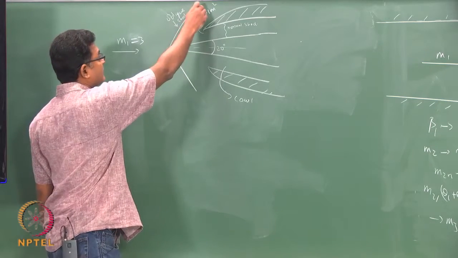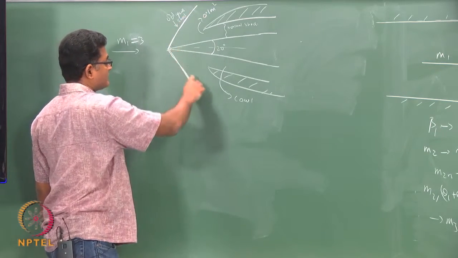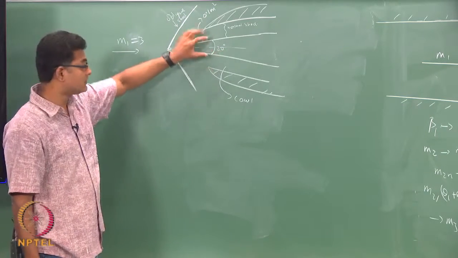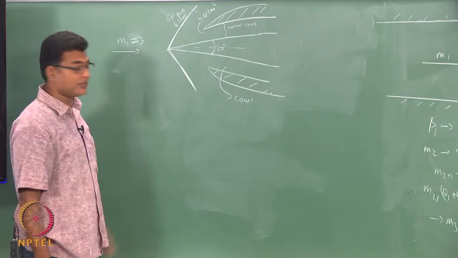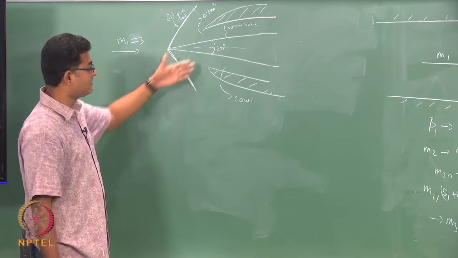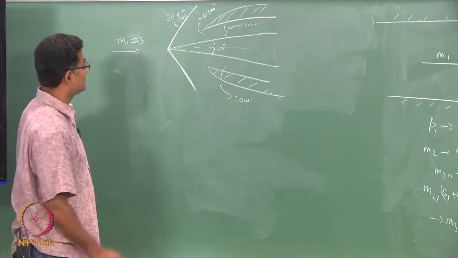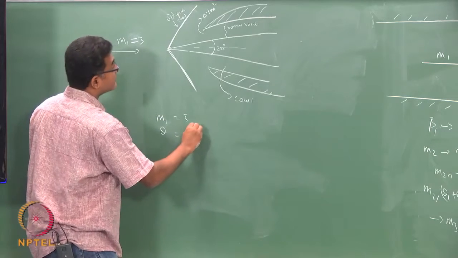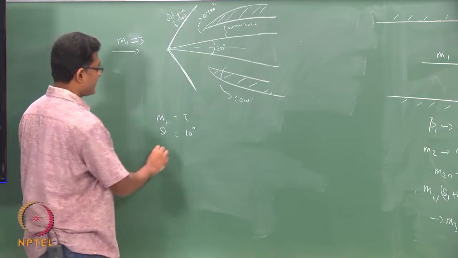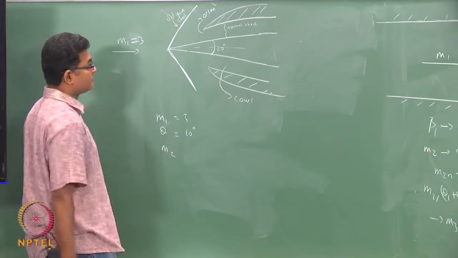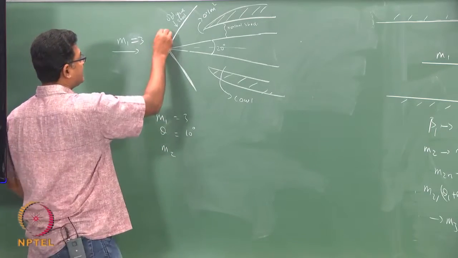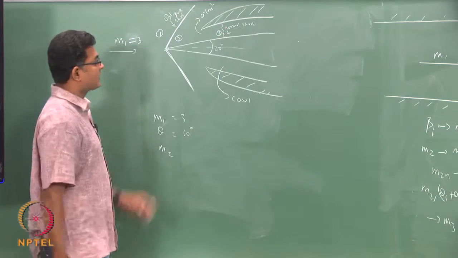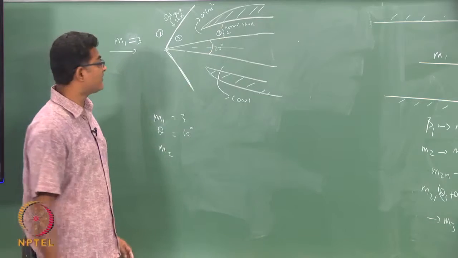So, you have an oblique shock that is sitting here. The wedge angle is given as 10 degrees. So, this is 20 degrees. So, the wedge angle, the beta or the theta or the turn angle, is 10 degrees. So, I have M1 = 3 and theta = 10 degrees. So, I can find M2. So, I divide this region as region 1, region 2, region 3 and 4. 3 is before the shock, 4 is after the normal shock.